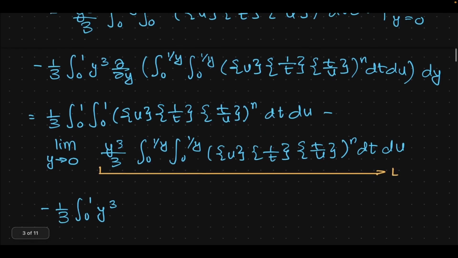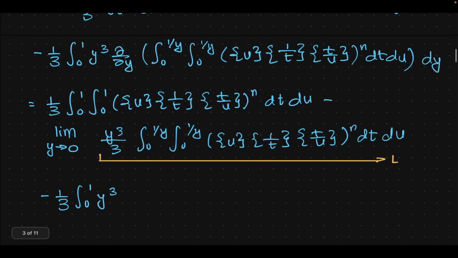Let's say we differentiate with respect to the u integral first. The u integral, which is the outside integral, has an integrand with no direct dependence on y. So all we have to do is, by Leibniz rule, plug in 1 over y in place of u, and then differentiate 1 over y with respect to y.